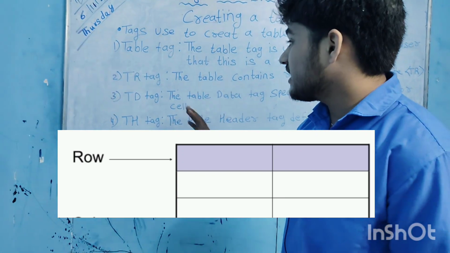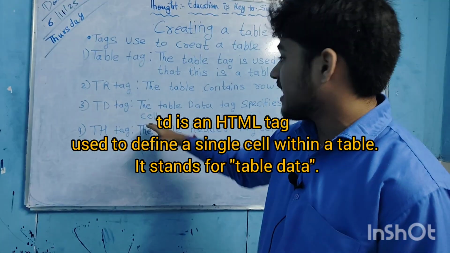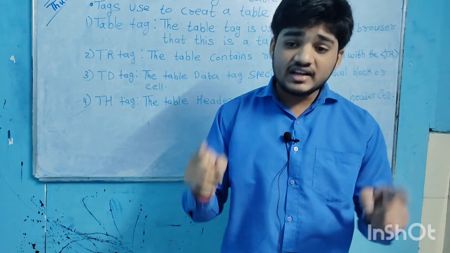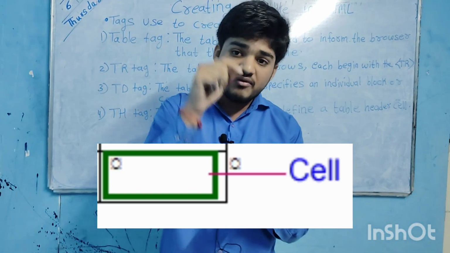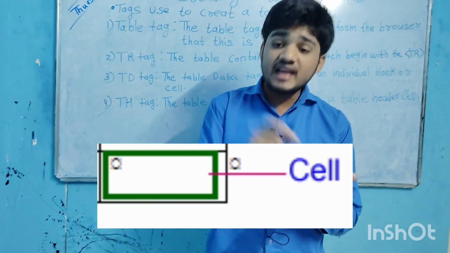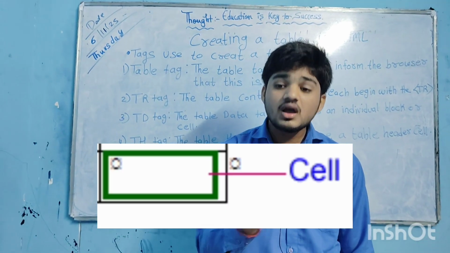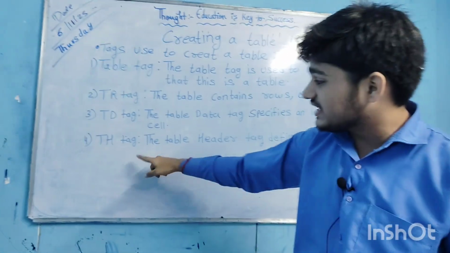After that we have the td tag, which is called the table data tag. So basically, what is table data? We know that when we create a table, in that table we have cells. If we have to add data in a cell, we use the td tag to enter the data in the table cells.